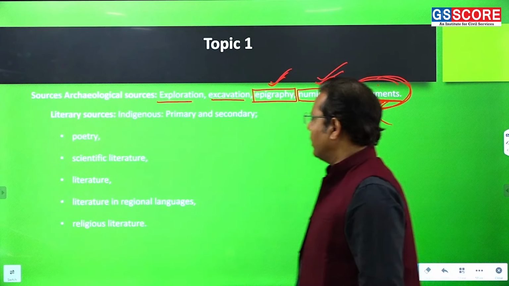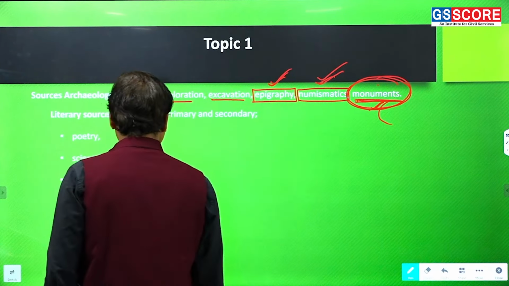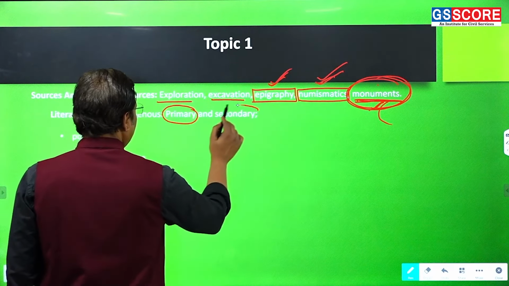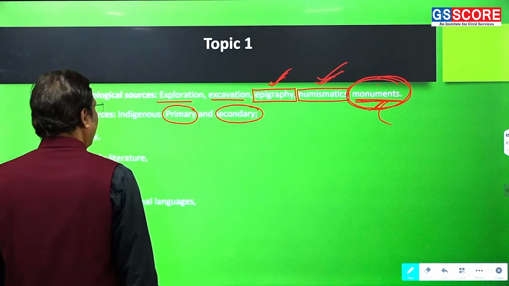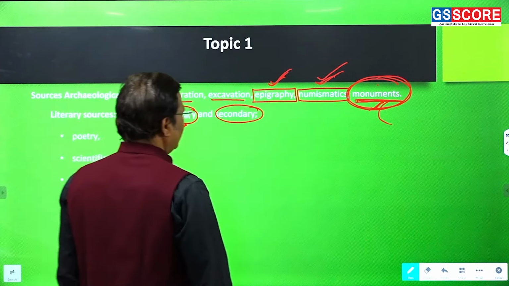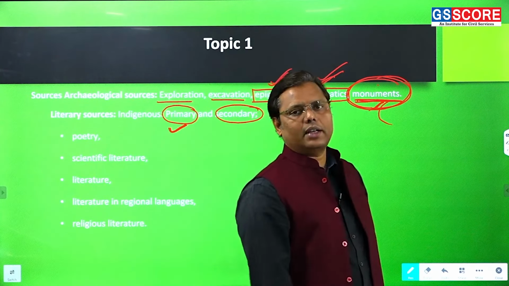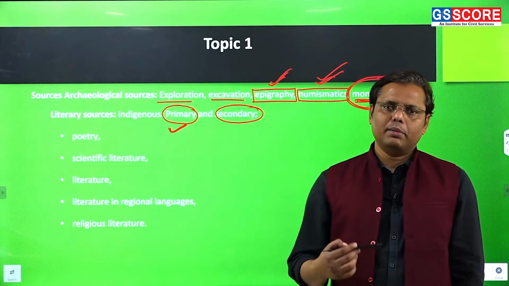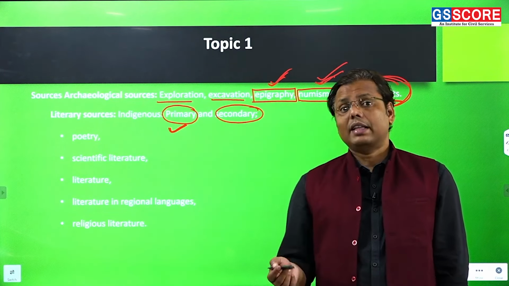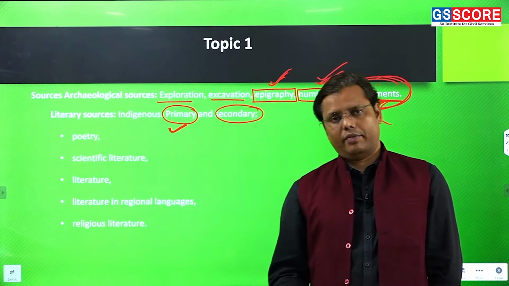Coming to the literary sources, first of all, as you can see, there are two terms which have been highlighted: primary and secondary sources. Frankly speaking, being UPSC aspirants, we focus only on the primary source. We do not focus much on the secondary source. Secondary sources are basically those books which have been written on the basis of the primary sources, and in fact, that is what we call historiography.